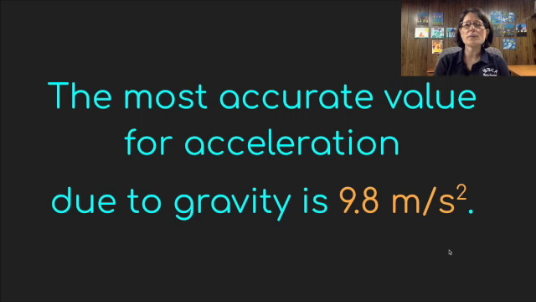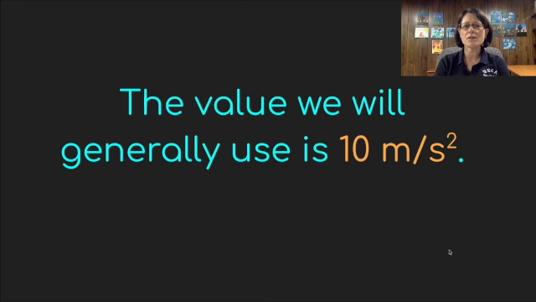But in this course, because we're focusing on concepts instead of equations and numbers, we're going to round that off to 10 meters per second squared. So we will generally use that value in this course because it's just an easier number to work with. And it won't cause our answers to be that much different because we're trying to get the ideas. We don't care that it's an exact answer.